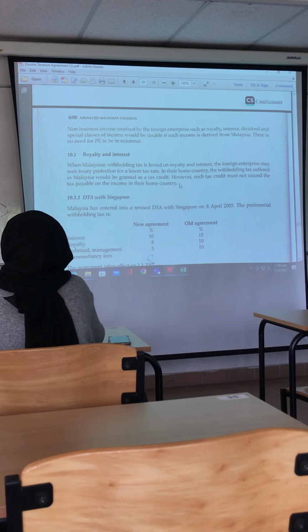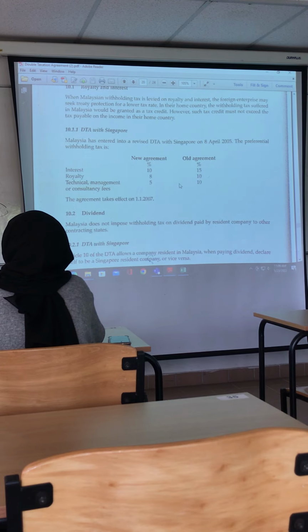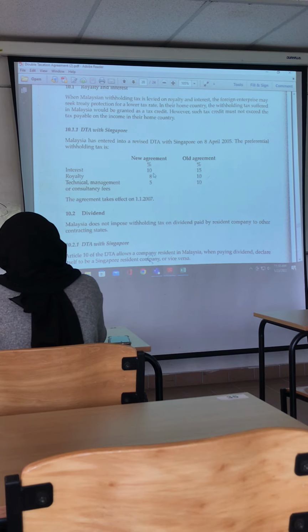Okay. Cakap banyak hari ni. Right, this is an example of a double tax agreement with Singapore and the new agreement. Look at it, previously, under the old agreement, 50% now becomes 10%. Previously 10% now becomes 8%, and 10% becomes 5%. So it's good, right? Effective from 2007.